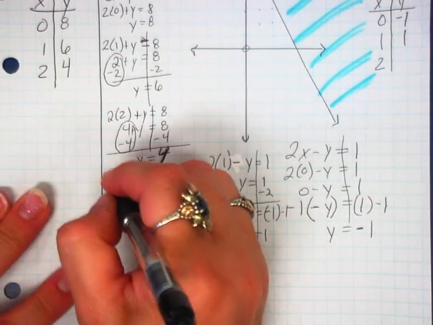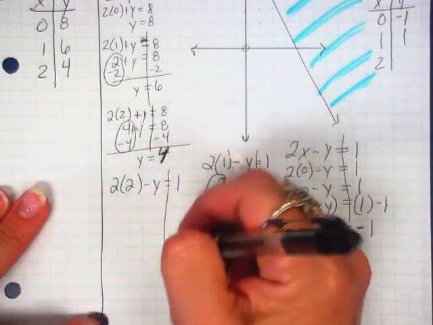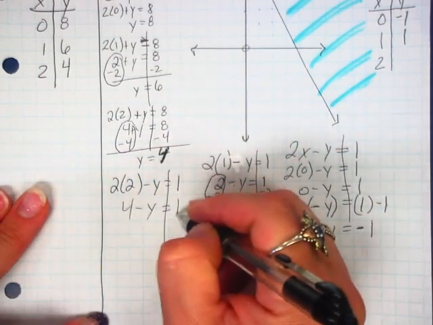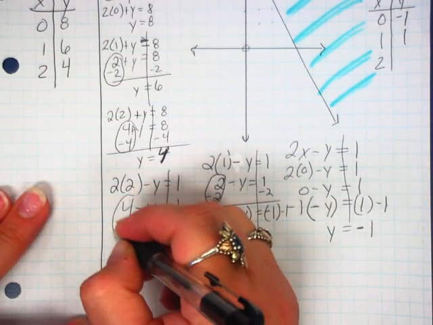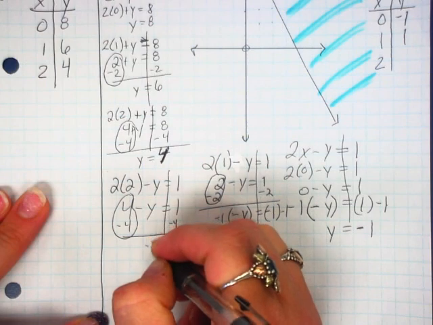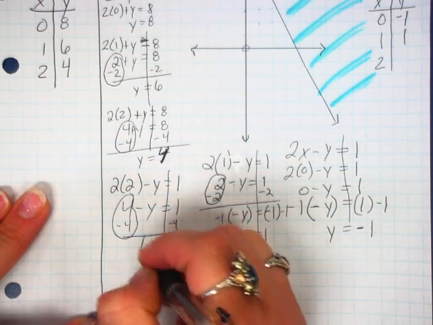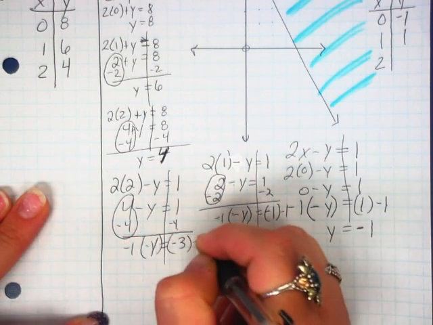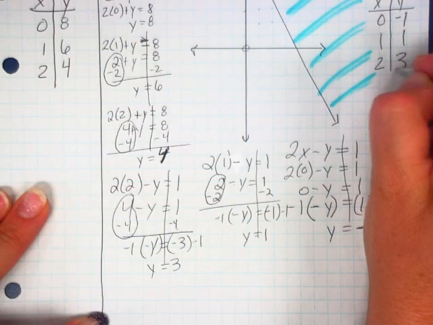The last one we're going to do is a 2. 2 times 2 minus y equals 1. 4 minus y equals 1. Subtract that 4 from both sides. This is a 0. Negative y is left over. Negative 4 and positive 1 is negative 3. Multiply both sides by that negative 1. y equals 3. So now we're going to go back and graph it.